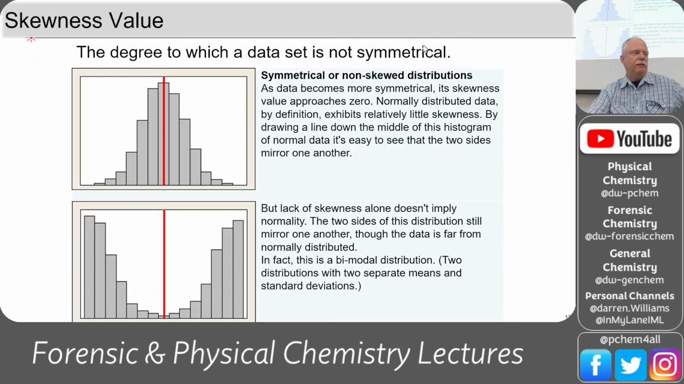Now, the symmetry of the data, you could have a zero skew and still have some really strange data. This is a classic example of bimodal data.